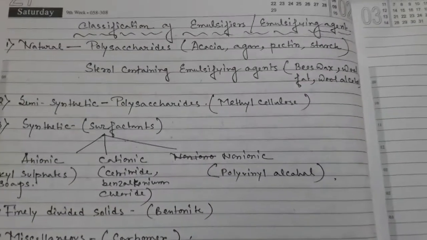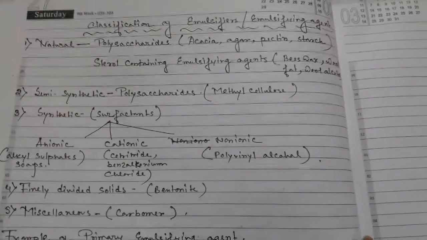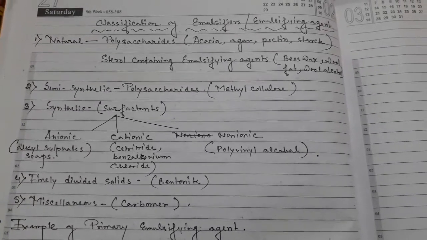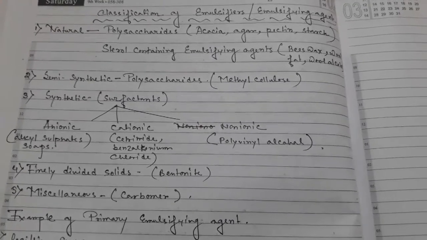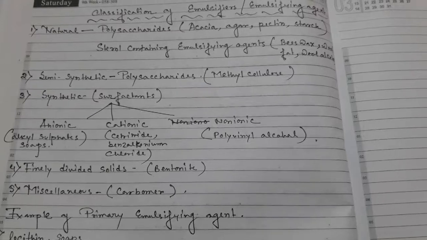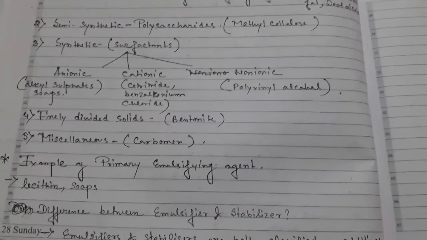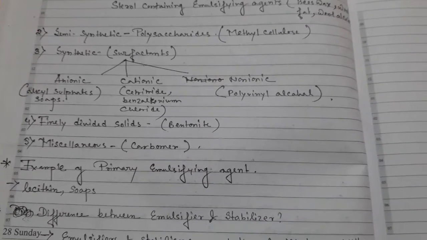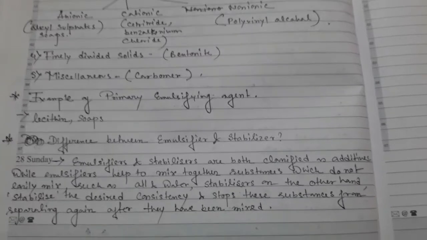And classification of emulsifier: natural, polysaccharide, example acacia, agar, pectin, starch. Sterol containing emulsifying agent, example beeswax, wool fat, wool alcohol. Semi-synthetic emulsifying agent, polysaccharide, example methyl cellulose. And synthetic emulsifier, surfactant is an example. Surfactants are of three types: anionic, cationic, non-ionic. Anionic, alkyl sulfate, soaps. Cationic, cetrimide, benzalkonium chloride. Non-ionic, polyvinyl alcohol. Finely divided solids, bentonite, example miscellaneous carbamide. Example of primary emulsifying agent: Lessnin soap.